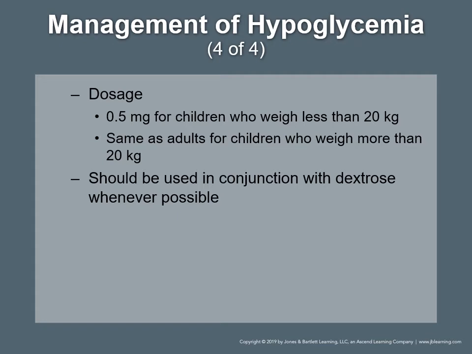All right, the dosage of glucagon is 0.5 milligrams for children who weigh less than 20 kilograms. The dosage is the same as adults for children who weigh more than 20 kilograms. Glucagon should be used in conjunction with dextrose whenever possible.